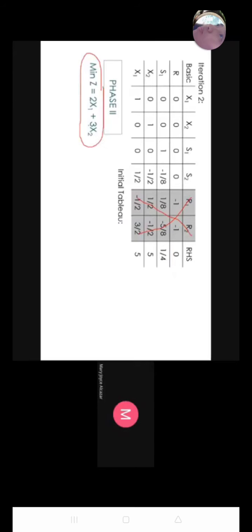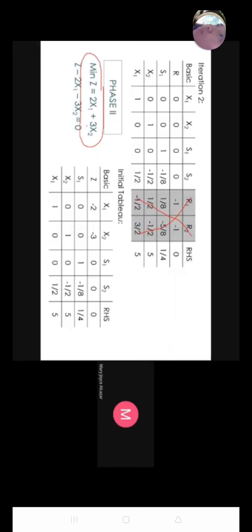Min z is equal to 2x1 plus 3x2. Then you need to transpose the terms to the left-hand side. So that becomes z minus 2x1 minus 3x2 is equal to 0. And then just need to plot those values in the initial tableau. If you can see, the values in the S1, X2, and X1 rows are the same, or they were just extracted from the last iteration in phase 1.